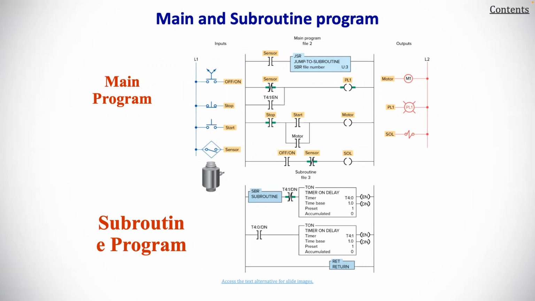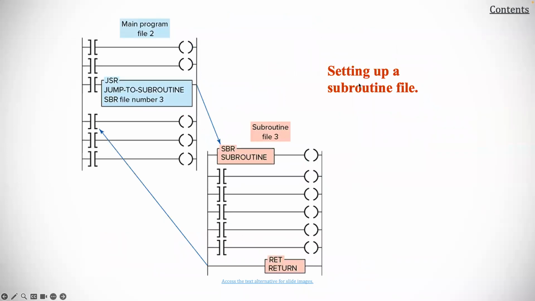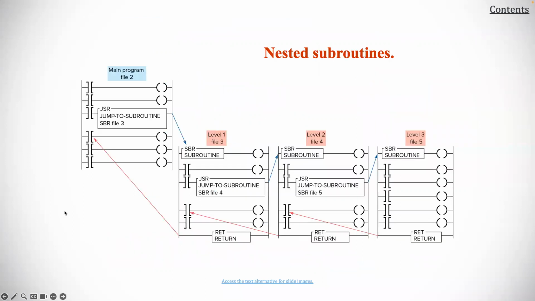For main and subroutine programs, here is what the main program could look like, and here is what a subroutine that you're developing could look like. Okay, and here is what setting up a subroutine file would look like. You can see more about this in the textbook, and here is an example of a nested subroutine.